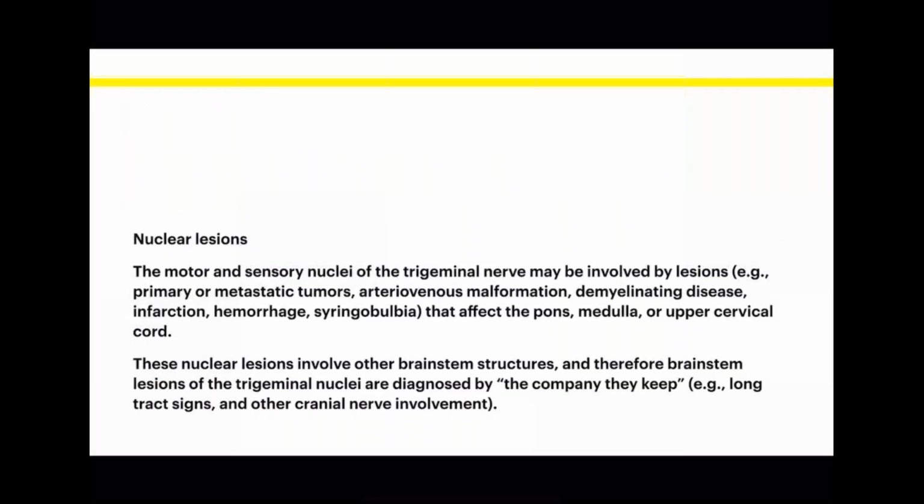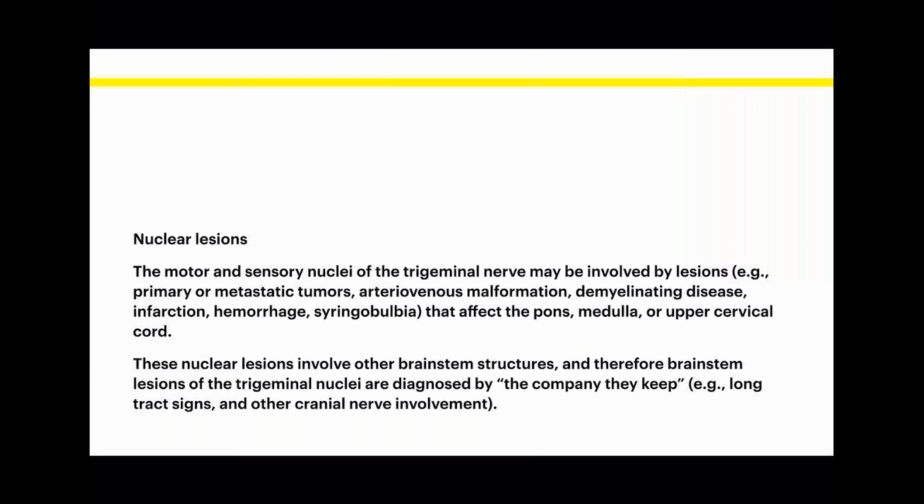So moving to the nuclear lesion. Anything can affect the nucleus itself: tumor, metastasis, AV malformation, demyelination, infarction, hemorrhage. The list is big. So how can we tell a nuclear lesion? Usually they don't come alone, because the lesion is not picking only the nucleus. Usually there is another association, the company they keep, like long tract signs or other cranial nerve involvement. So we can tell if it's affecting the nucleus itself.